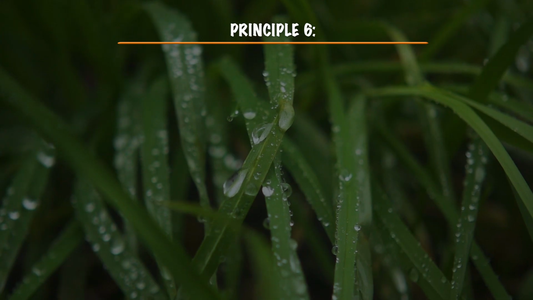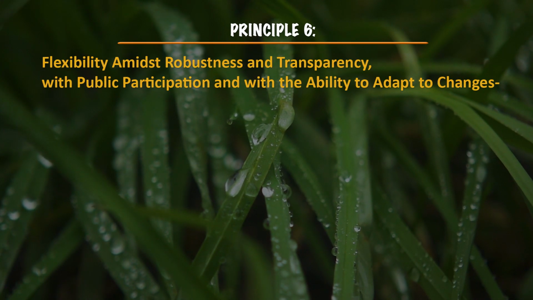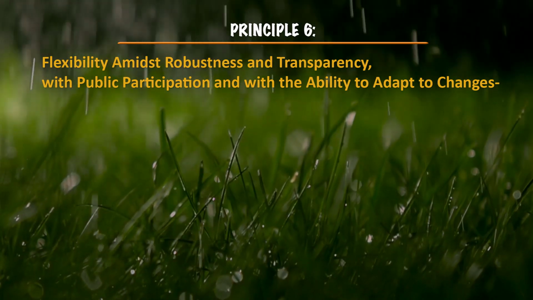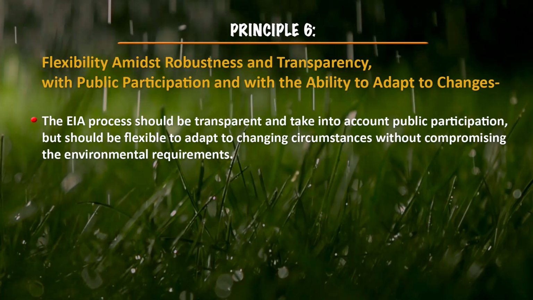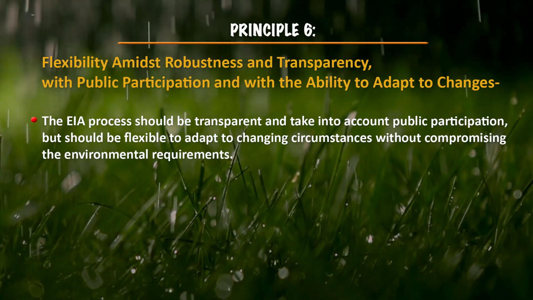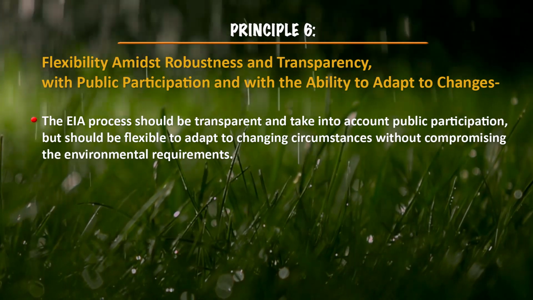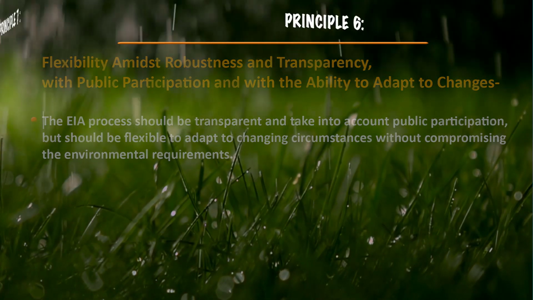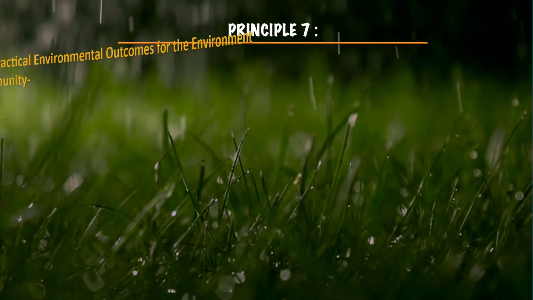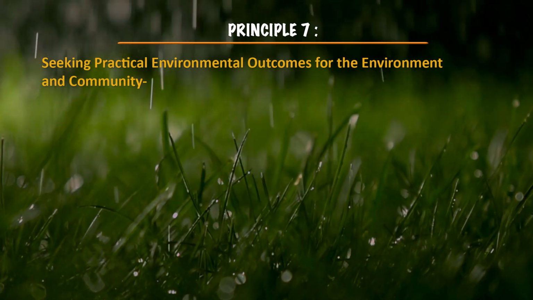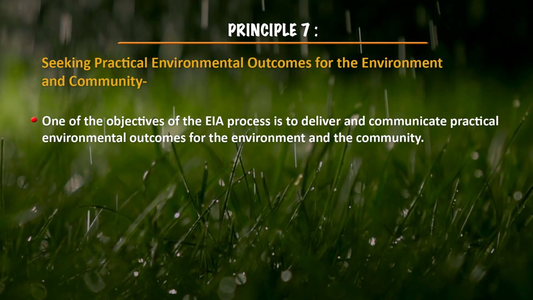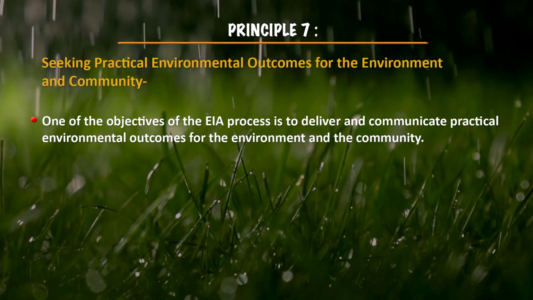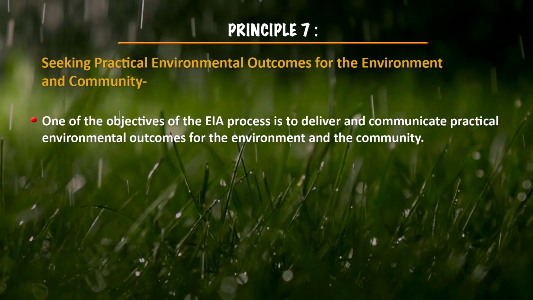We come to principle 6, that is flexibility amidst robustness and transparency, with public participation and with the ability to adapt to changes. So, in that the environmental impact assessment process should be transparent and also take into account public participation, but should be flexible to adapt to changing circumstances without compromising the environmental requirements. Then principle 7 comes into the picture, that is seeking practical environmental outcomes for the environment and community. So, one of the objectives of the environmental impact assessment process is to deliver and communicate practical environmental outcomes for the environment and the community.